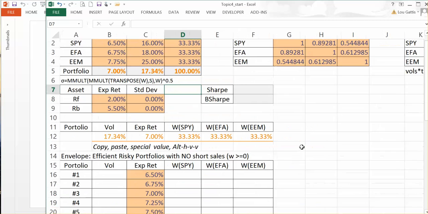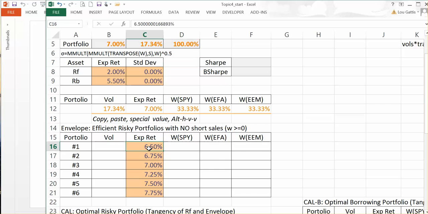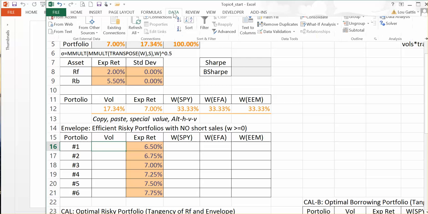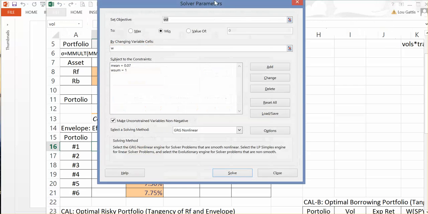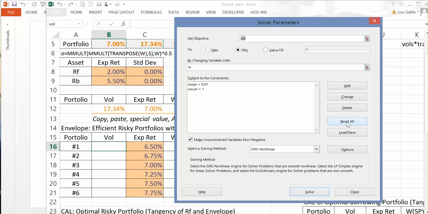So I've set up returns for which I'd like to find efficient portfolios. I want to find the efficient portfolios for levels of return of 6, 6.5, 7, 7.25, 7.5, and 7.75. So what I'll do is I'll run Solver, Data, Solver. I'll just hit Reset. And I want to find a portfolio that minimizes vol. Again, vol is the standard deviation of the portfolio calculated up here.